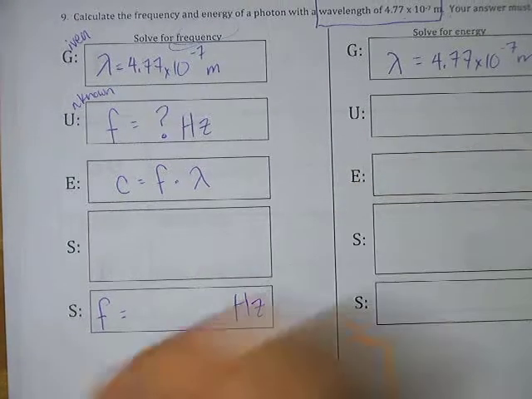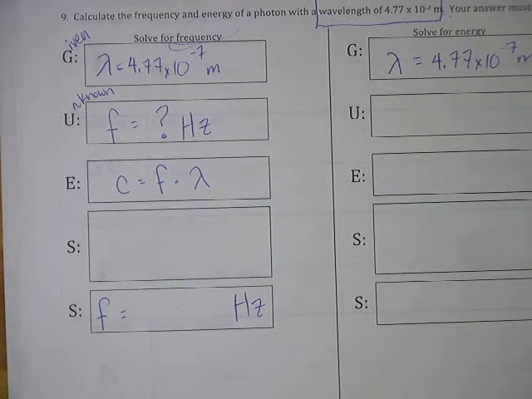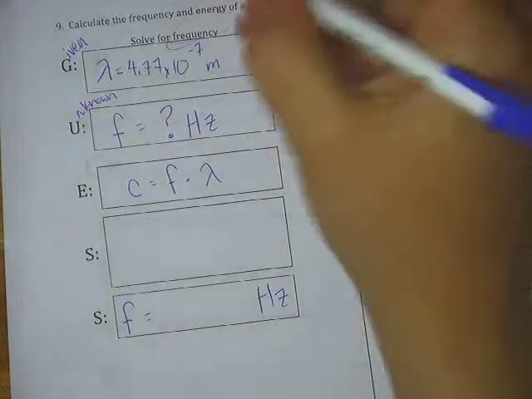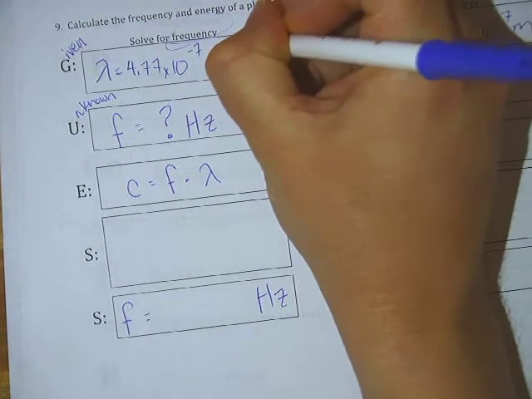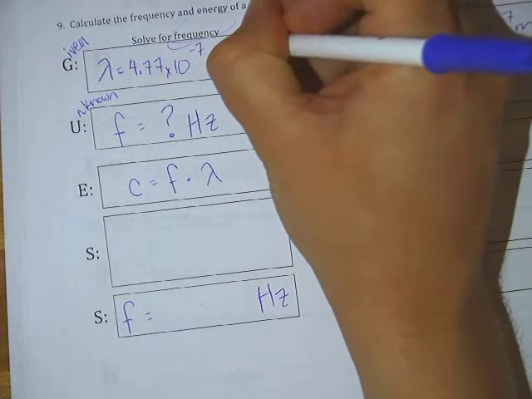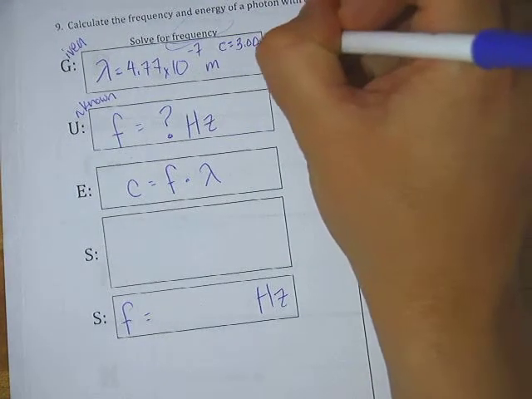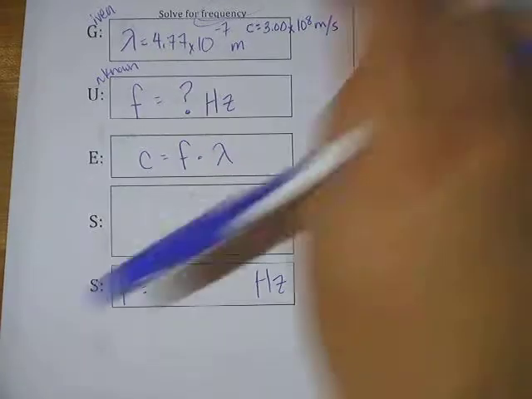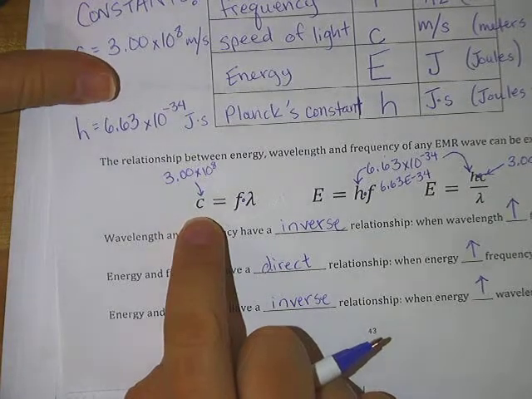Remember that c, the speed of light, is the same number all the time. Again, you do not have to memorize it. We will give it to you on the quiz. You could write it up in your given box. It's 3 times 10 to the 8th meters per second, and that's always what you're going to plug in for c. We had written that in our notes too.